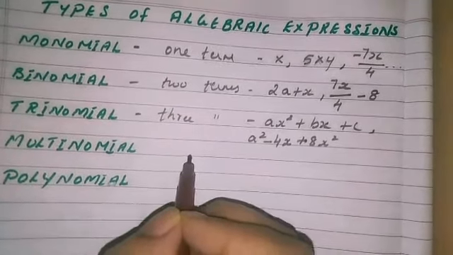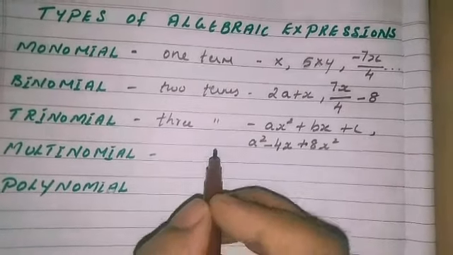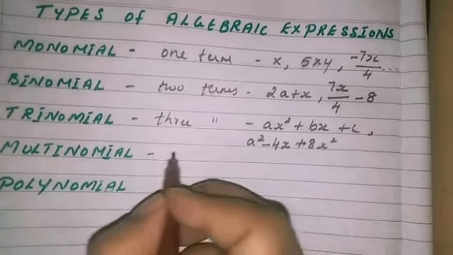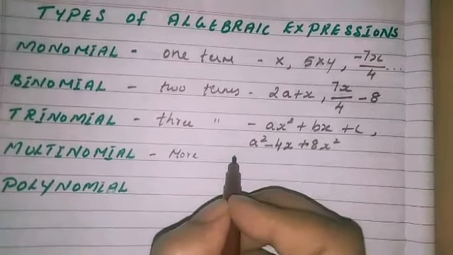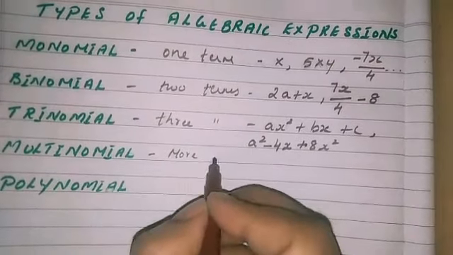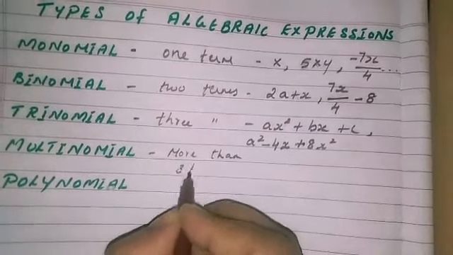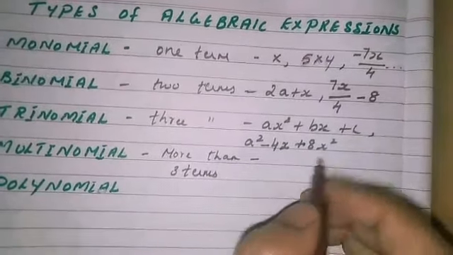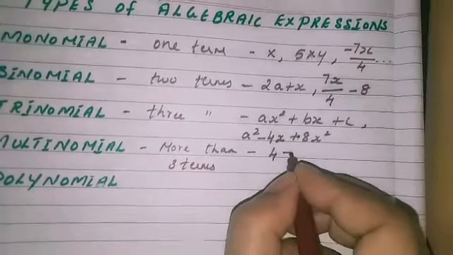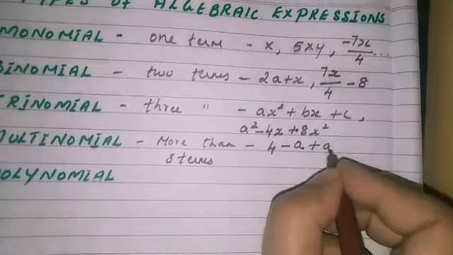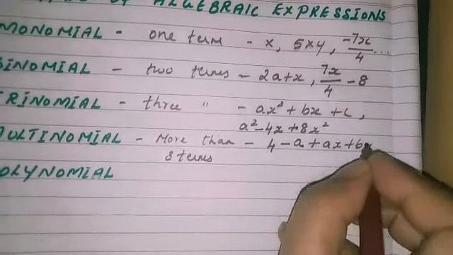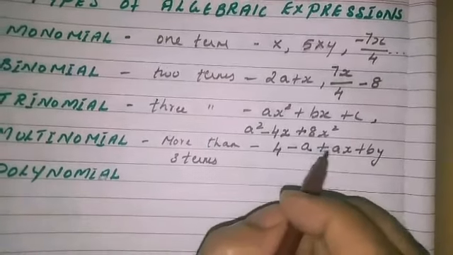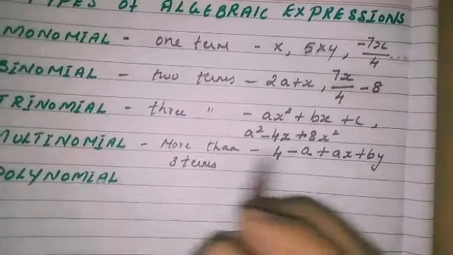The next one is a multinomial. A multinomial is an algebraic expression which has more than three terms. You have to remember this. Let's say, for example, 4 minus a plus ax plus by. So this is the first term, second term, third term, fourth term. Something which has more than three terms is a multinomial.